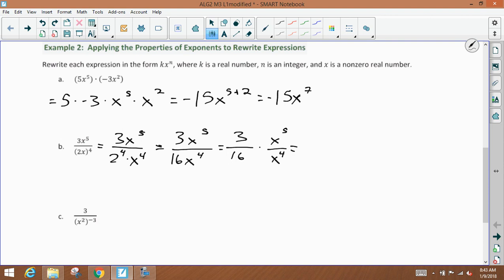So then this becomes 3/16 times x to the 5 minus 4, using property 6. So that is 3/16 x to the first power, right? I'll just leave it.